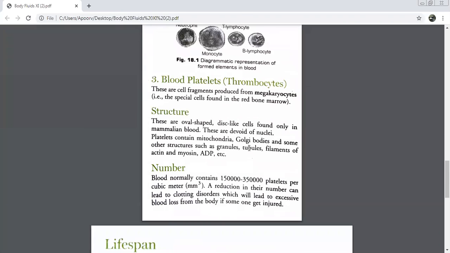The third one is blood platelets. Let's finish this part today. Thrombocytes are cell segments produced from megakaryocytes. What are these megakaryocytes? Special cells found in the red bone marrow. This is probably a new word for you. Special cells found in the red bone marrow are known as megakaryocytes. Speak out this word, children.